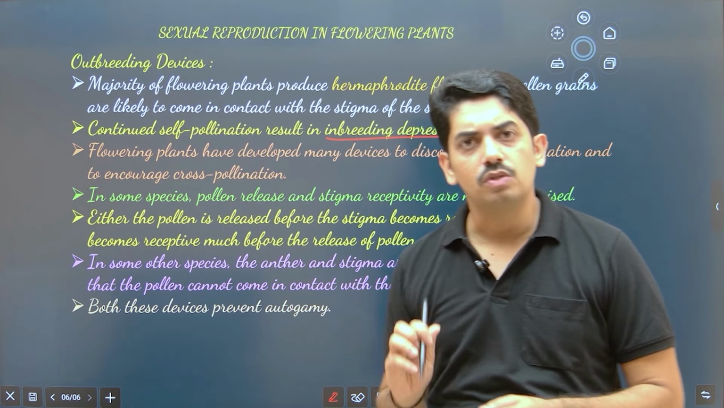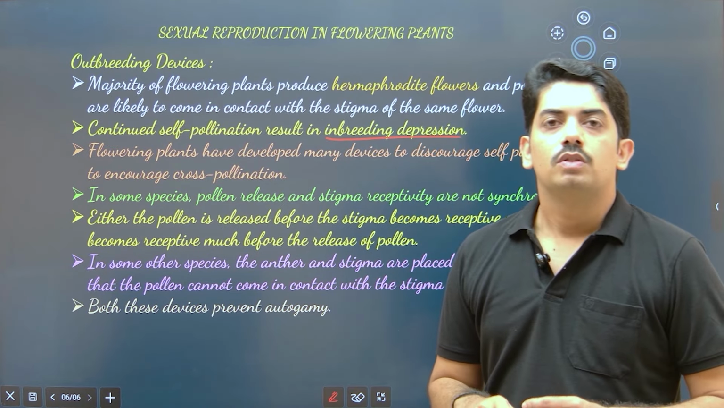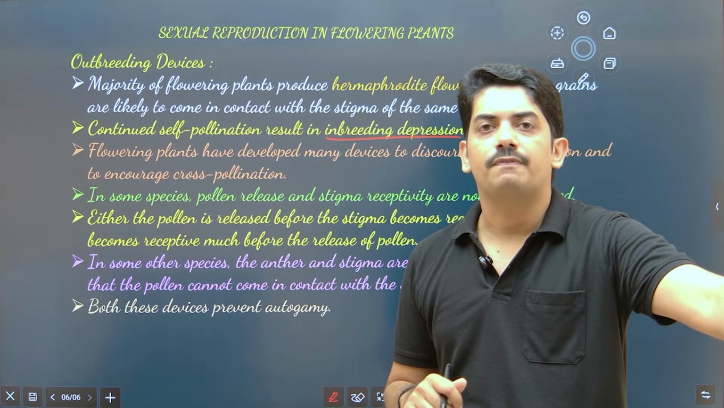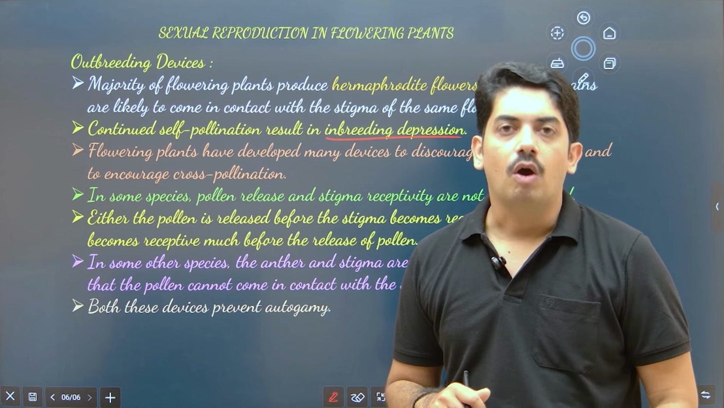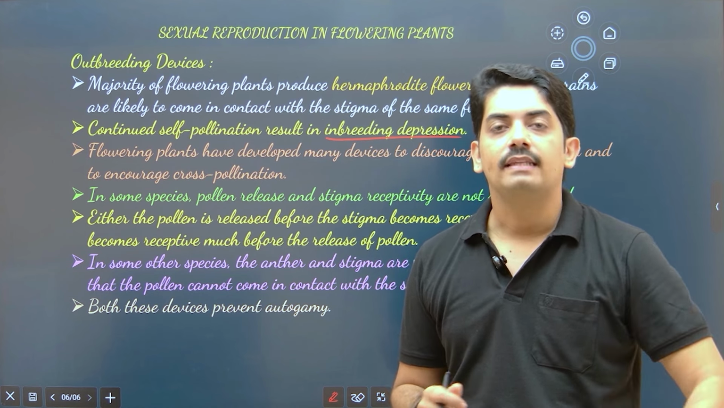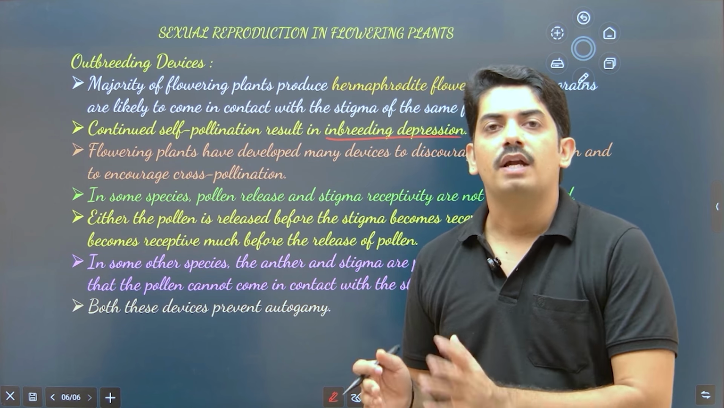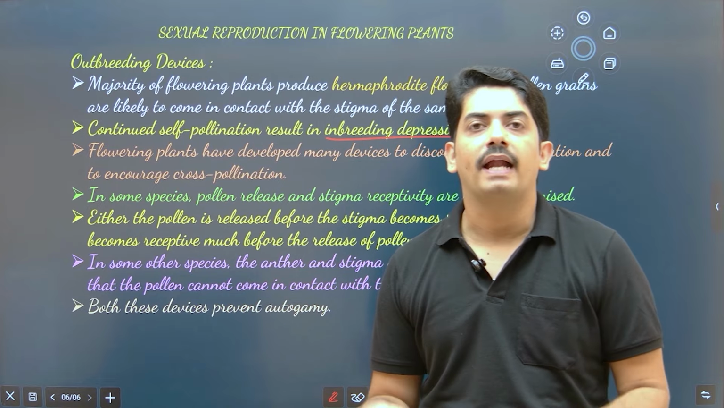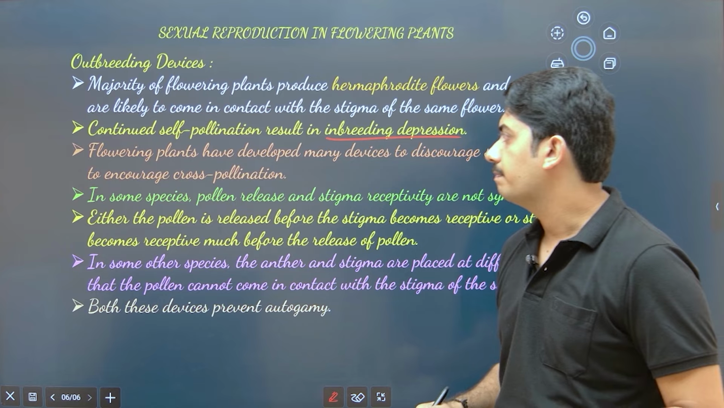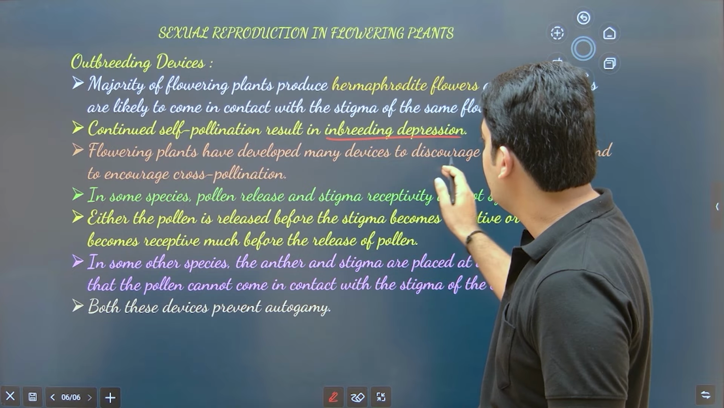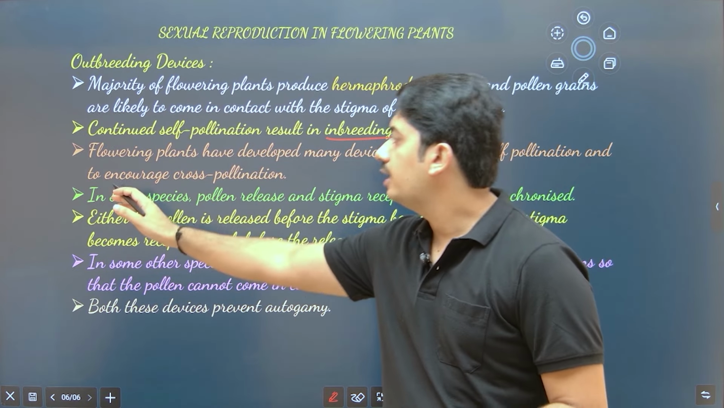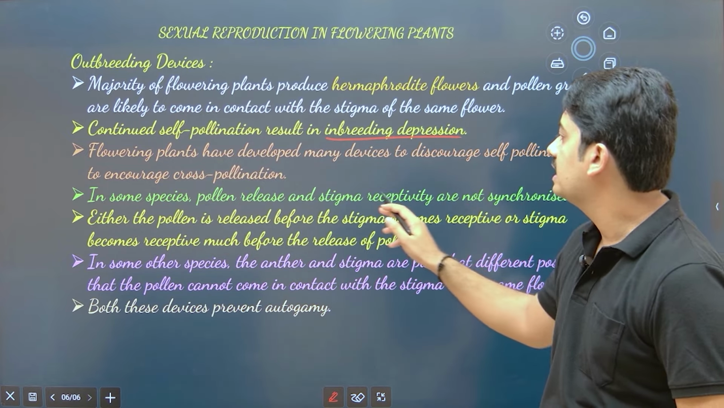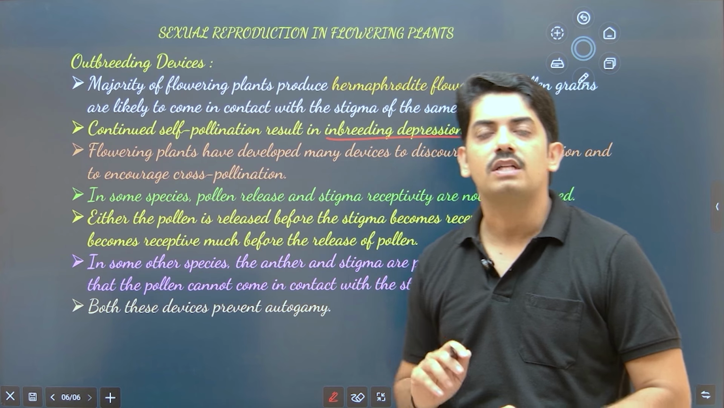Even in animals also we can see this inbreeding depression. So what happens? Sometimes continuous self-pollination, at one point of time lethal gene may express or unwanted gene may express, and that particular offsprings are not able to survive in that environment. So in order to avoid that, what animals or plants do? They encourage the cross-pollination. So flowering plants have developed many devices to discourage self-pollination and to encourage the cross-pollination. Those are, in some species, pollen release and stigma receptivity are not synchronized.